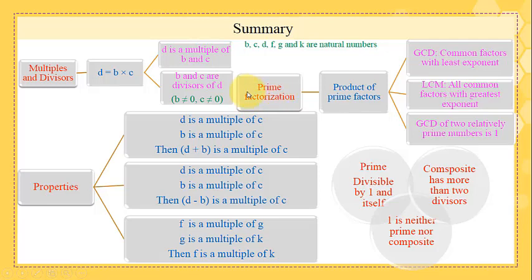Summary. Prime factorization is the product of the prime factors. The greatest common divisor is equal to the product of the common factors with the least exponent. The least common multiple is equal to the product of all the factors with the greatest exponent. The greatest common divisor of two relatively prime numbers is 1.